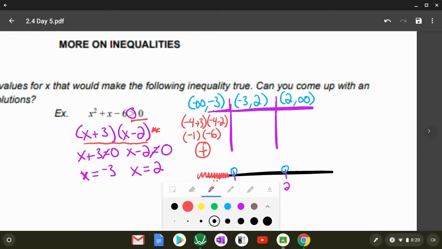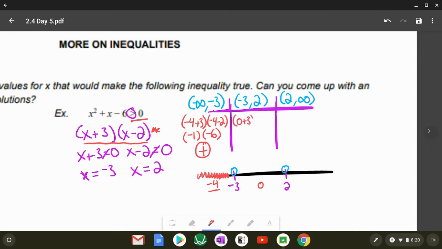Now the easiest number to plug in this middle section is 0, right? Anytime you have a 0 in one of these sections, I recommend that, because it would be pretty easy. 0 plus 3, 0 minus 2. And again, if you use the factored form, it's pretty simple. You have 3 times -2. And again, the end result of the number isn't as important as whether it's positive or negative, because we have 0 by itself.